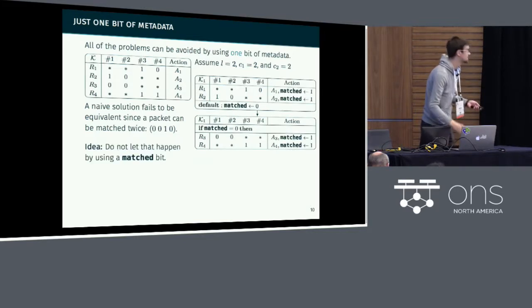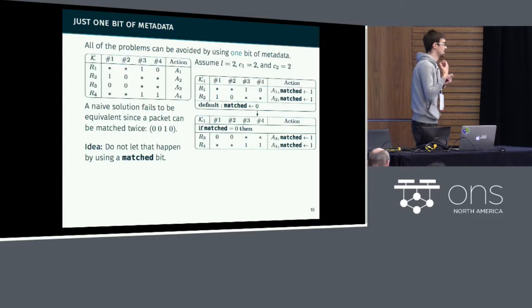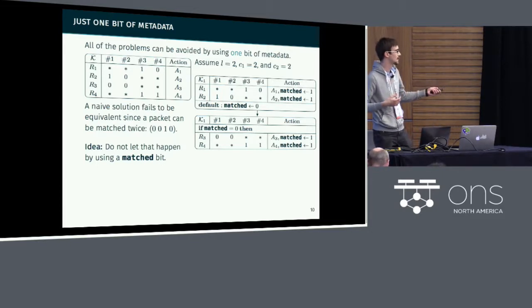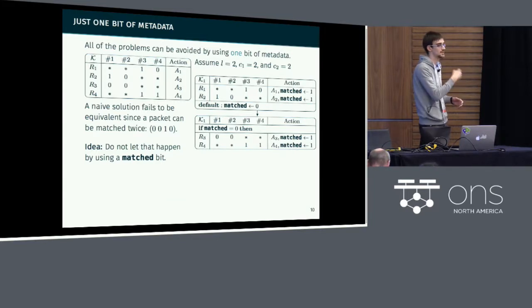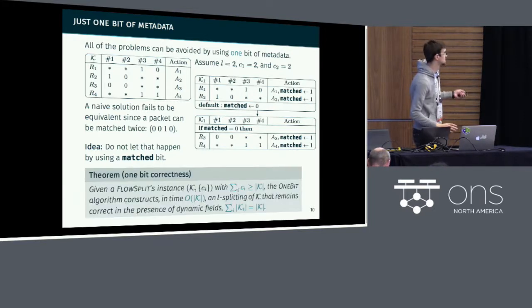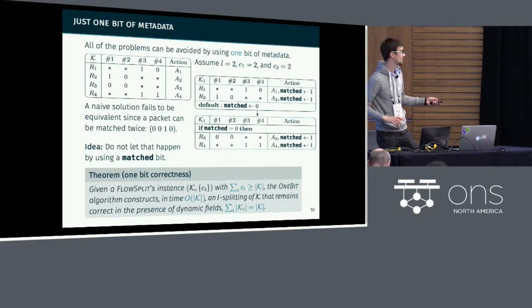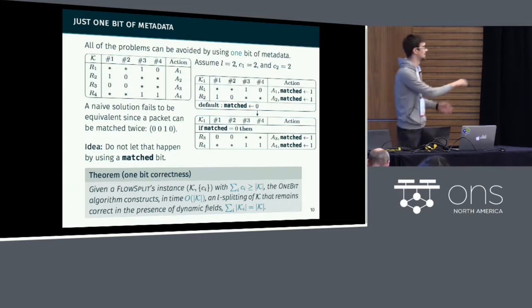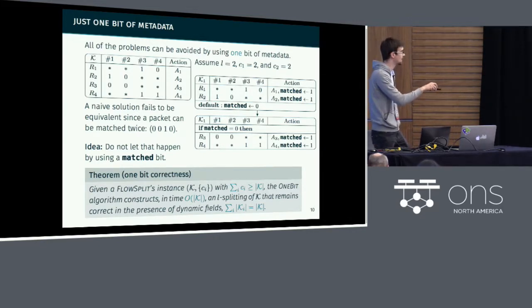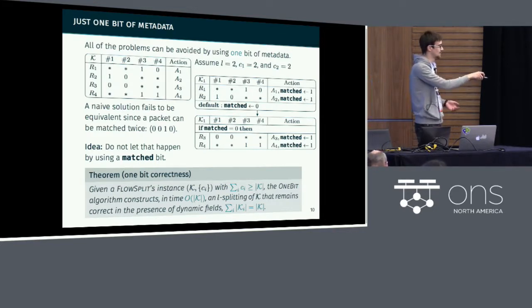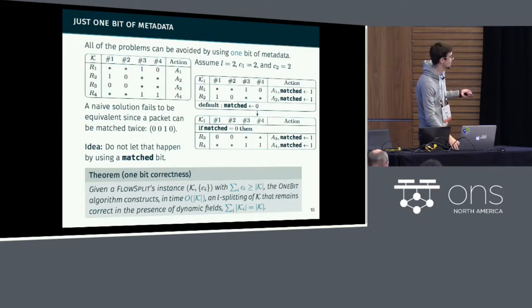So the idea is simply not to let that header match twice by using a matched bit that is set every time a header is matched. In the subsequent switches, before classifying the packet, we first check if this bit is set. If it's not set, then we classify. If it's already set, we simply do not classify. This simple solution leads to an algorithm which is called 1-bit, and which has a very simple feasibility condition: the total capacity must be at least the number of rules in the initial classifier. It has linear running time, and it essentially does not produce any new rules. So the total number of rules is trivially the same number of rules that we had. It's a very simple solution using just 1 bit of metadata.